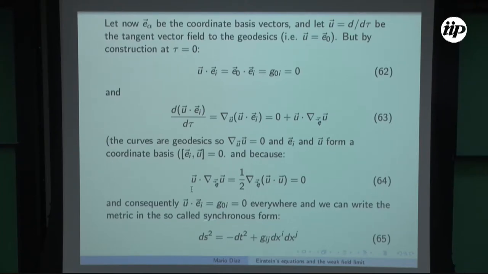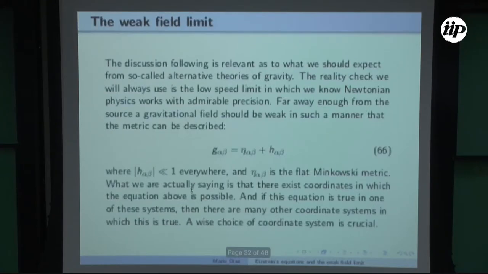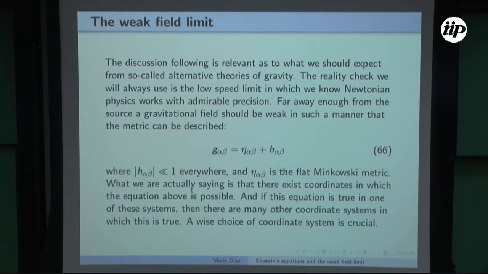So, this is important. This provides a way of working in what is described as the weak field limit. A way of checking if this approximation works is to use what is called the lowest speed limit, because we know what we should obtain in the lowest speed limit. And so far away from a source, the gravitational field should be weak. And then the metric can be written in this way.